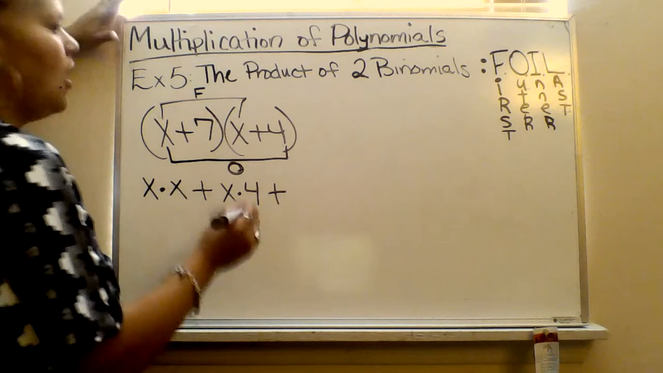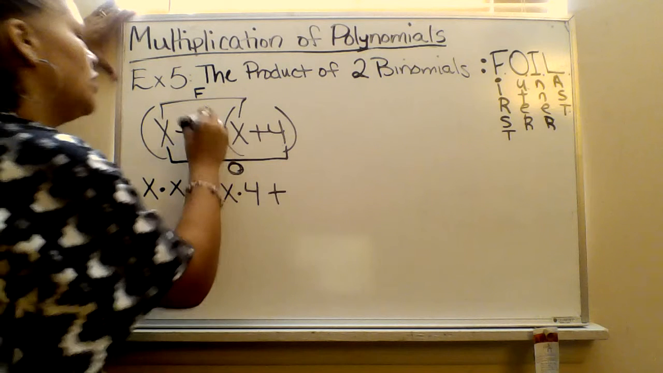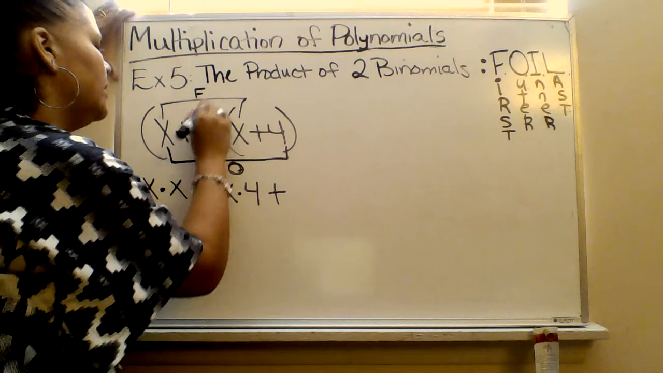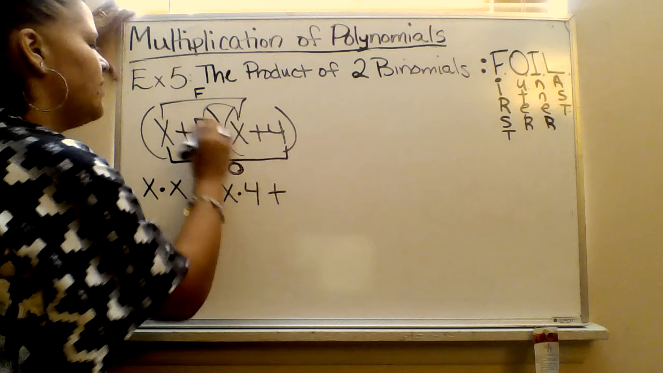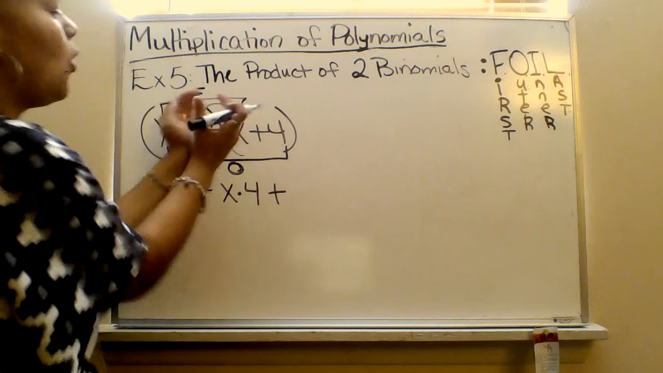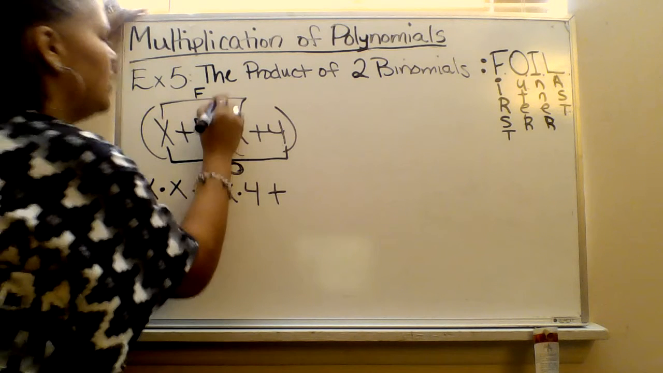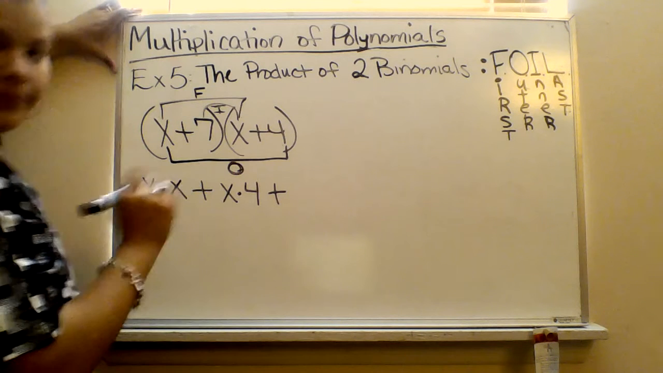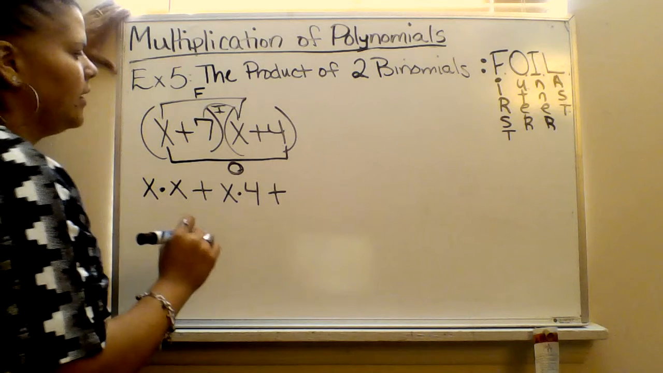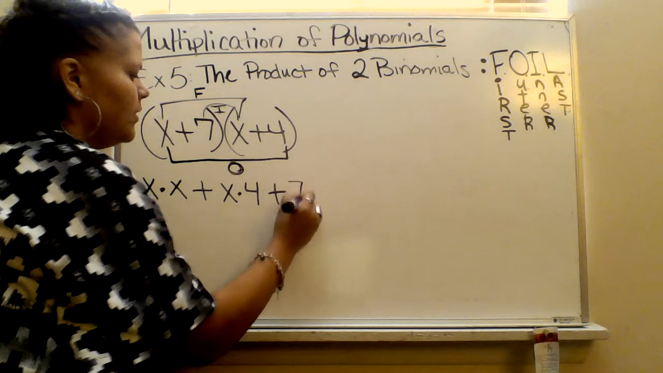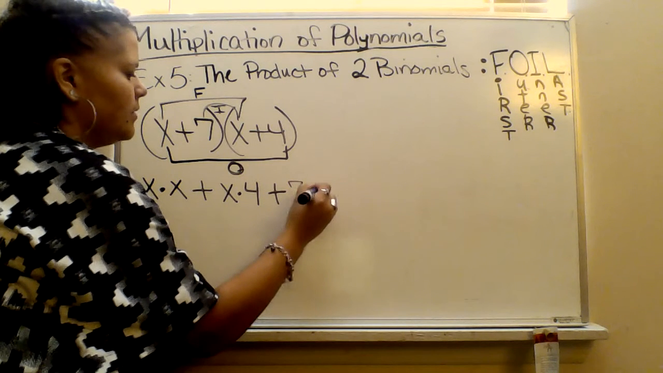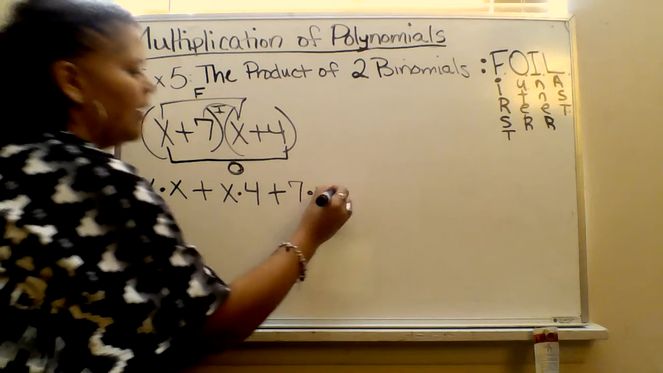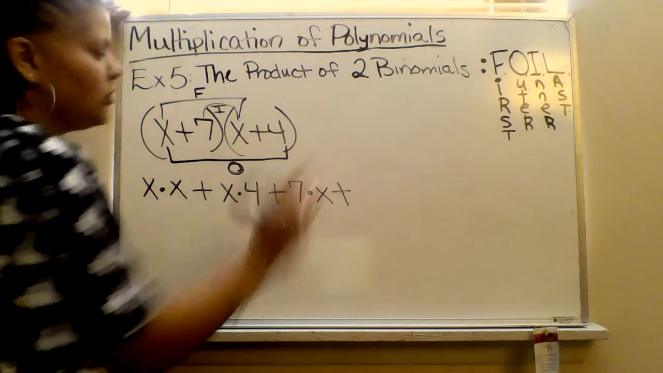Adding to that, our inner terms, which are the ones far in. So we have our 7 and our x. They're the ones all the way on the inside. So these are our inside terms, our inner terms. Okay, so that is 7 times x.